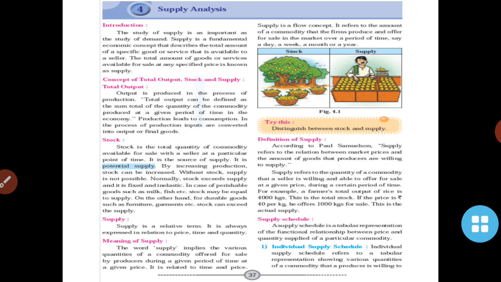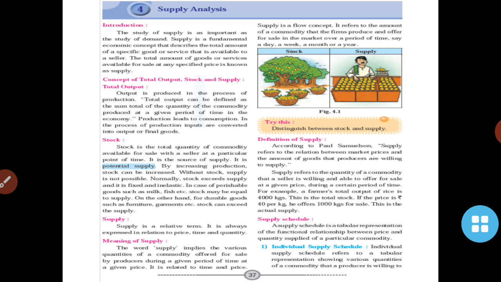Okay, now here the concept of total output, stock and supply. Total output: now what does it say? Output is produced in the process of production. Total output can be defined as the sum total of the quantity of the commodity produced in a given period of time in the economy. Production leads to consumption. In the process of production, inputs are converted into output or final goods.